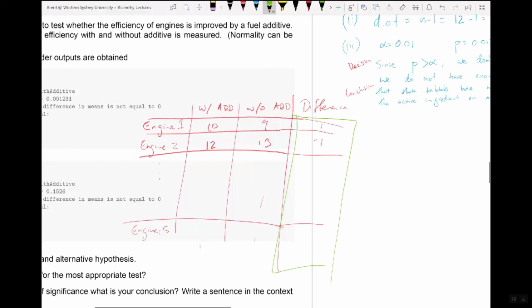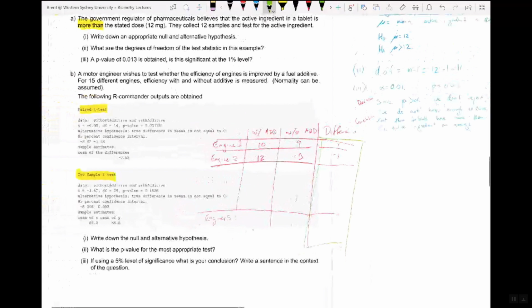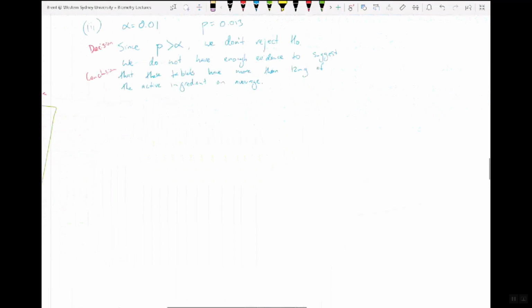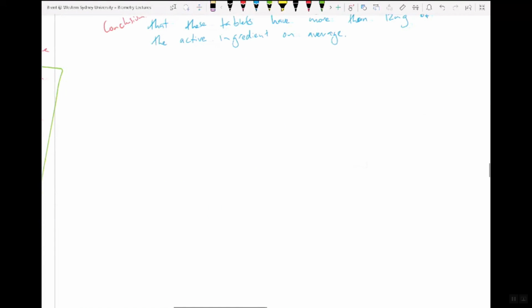Part 1. Again, I clarify in my own head what I'm doing. I'm doing a paired t-test. What is my parameter? My parameter is the mean difference. And this is where we need to be careful, because that difference will be different depending on how we define it. Do we go with additive minus without the additive, or without additive minus with? Doesn't make any difference as long as you're consistent.